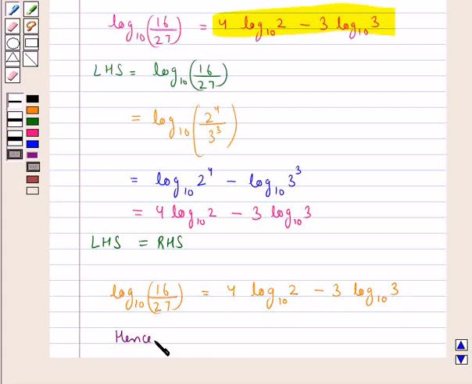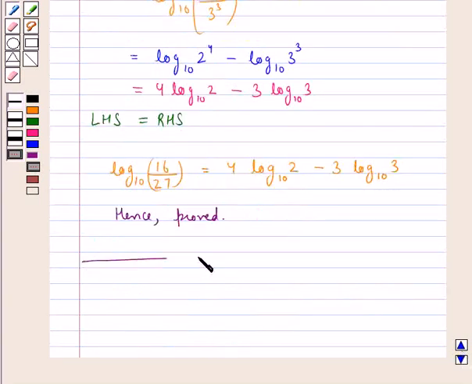So hence proved. This completes the session. Hope you have understood the solution of this question.